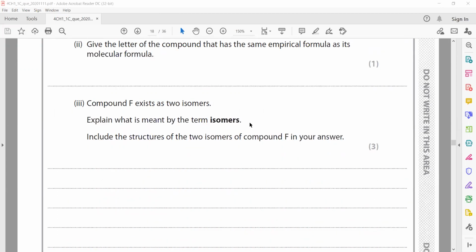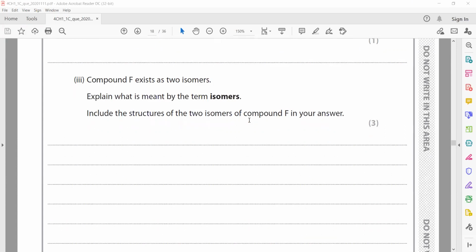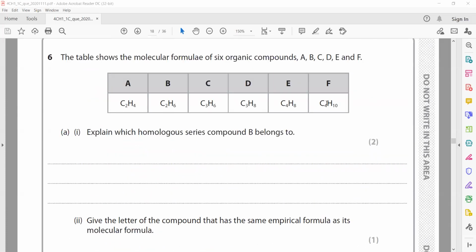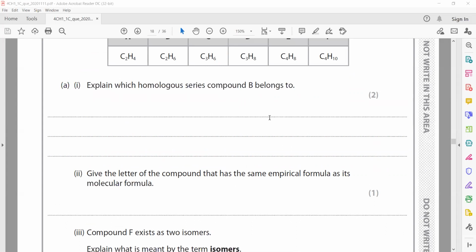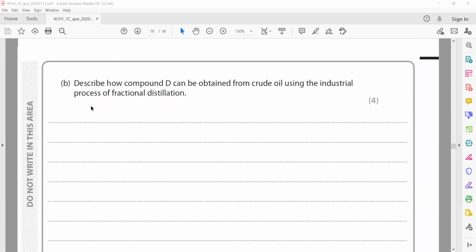Compound F exists in 2 isomers. Explain what is meant by isomer. They have the same molecular formula but different structure. We call them isomers. Include the structure of F. So F is basically butane. Just now we drew butane. One was normal straight chain butane. Another one was 2-methylbutane.